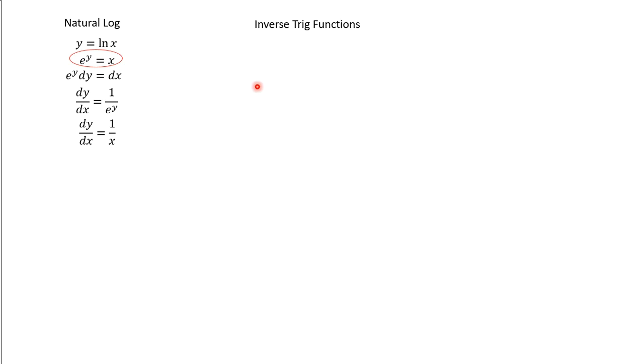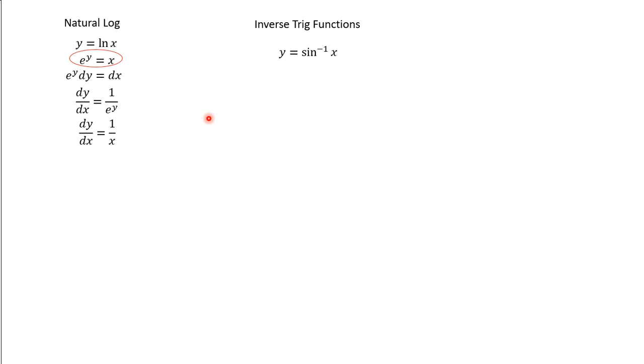We can also do this for inverse trig functions, which I have to say, when I was learning inverse trig functions and the derivatives, the professors were just like, yeah, you just have to memorize these. You can't figure these out. Memorize them. It's a bunch of something or another.